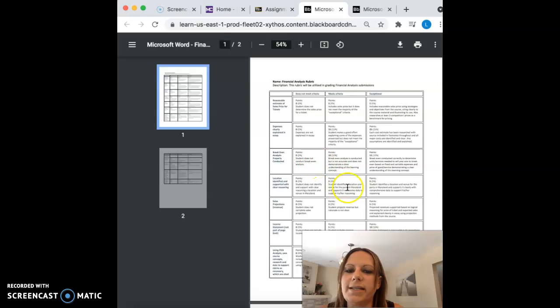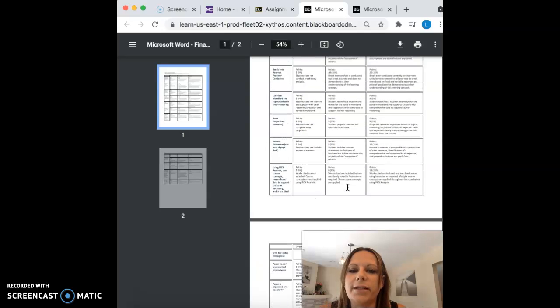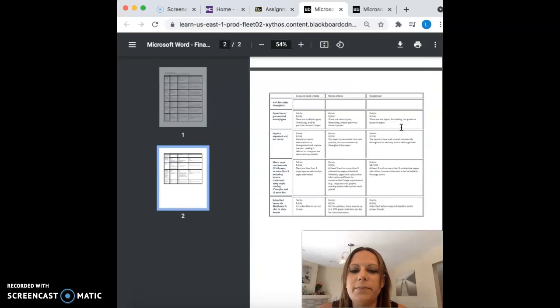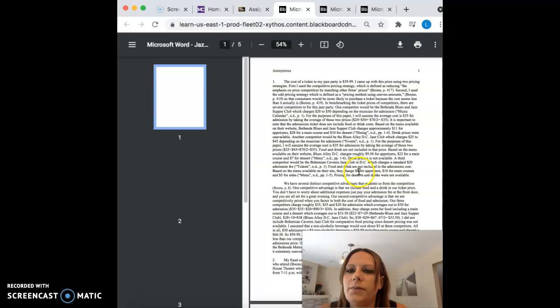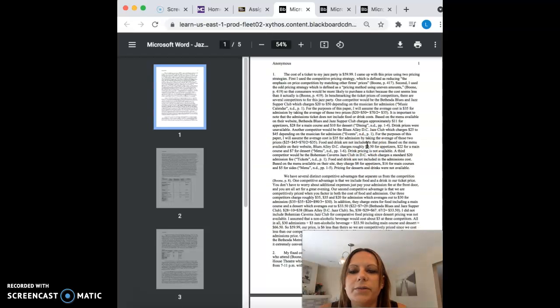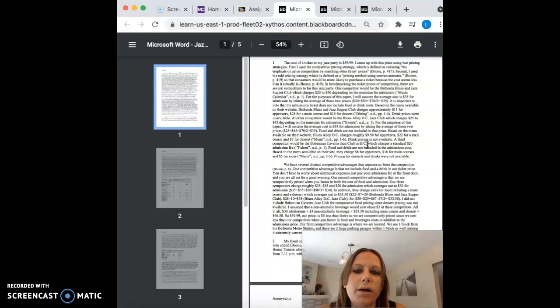The rubric is listed here. I always recommend looking to see what's under the exceptional tab so you can make sure you maximize the points you'll be able to receive for doing the assignment. And this jazz party sample is a really good example of what I'm looking for. There's outside research, there's references to the course textbook.